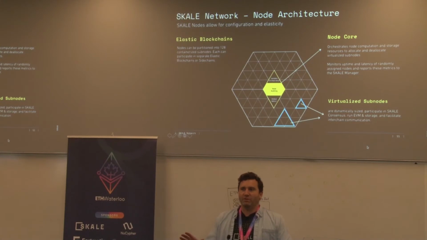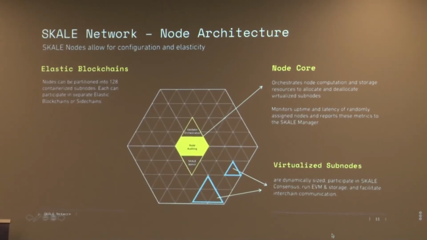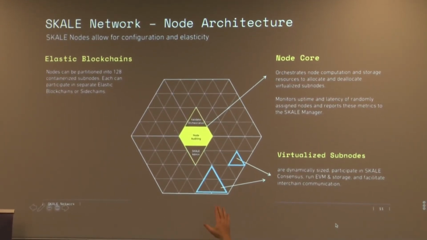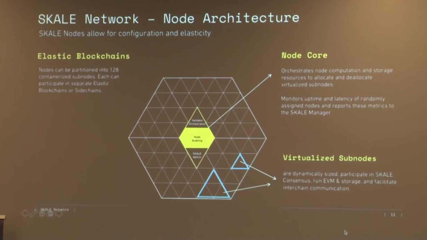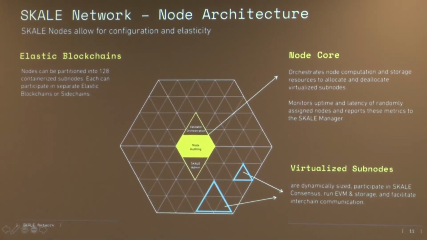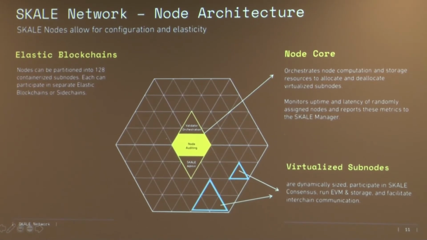So each node, we leverage Docker within each node. So if you run a Scale node, this is what you're operating. Sorry if this is a little pixelated, but every node has a node core. Basically, you're giving resources that run the network. This node core is what's syncing back and forth and speaking to the smart contracts on the Ethereum mainnet, okay?